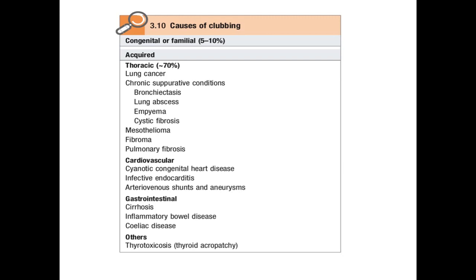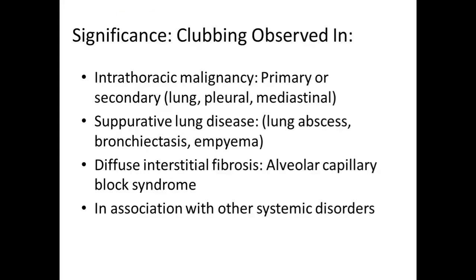There is also cardiovascular cause: cyanotic congenital heart disease, infective endocarditis, arteriovenous shunt or aneurysm. And gastrointestinal causes of finger clubbing: cirrhosis, inflammatory bowel disease, celiac disease, and others like thyrotoxicosis. Significance of clubbing: we have to check for malignancy, primary or secondary, suppurative lung disease, interstitial lung disease, lung fibrosis.